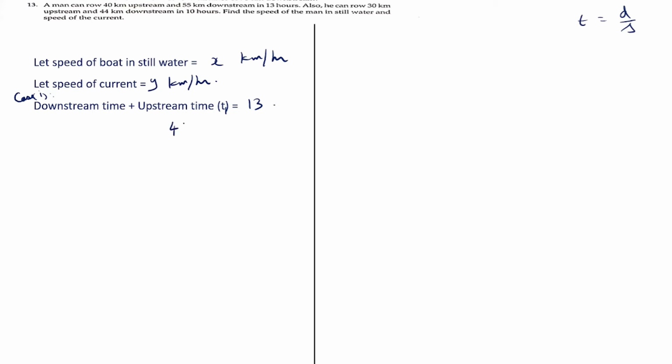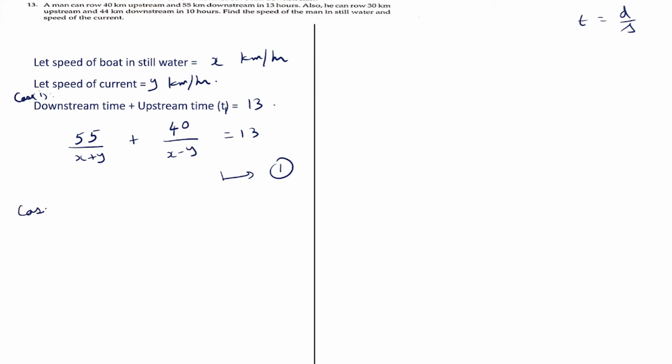So the upstream time will be distance upon upstream speed, which is x minus y, and 55 km downstream. So the downstream time will be the distance traveled downstream upon the downstream speed, x plus y. So it is 55 upon x plus y. The sum of these two is equal to 13. So let us take this as equation 1.